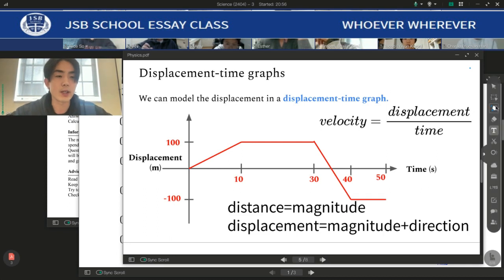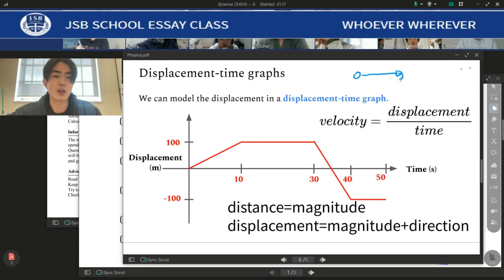Negative just means the direction. For example, let's say I start here, at O. If I follow this graph, the car is moving in this direction. From 10 to 30 it's stopped, but from 30 to here it's going downwards. This means the car is now going backwards from the original position. That's what this negative sign means. The direction is going opposite. Going to the right is positive, going to the left is negative. So this is what a displacement time graph is.